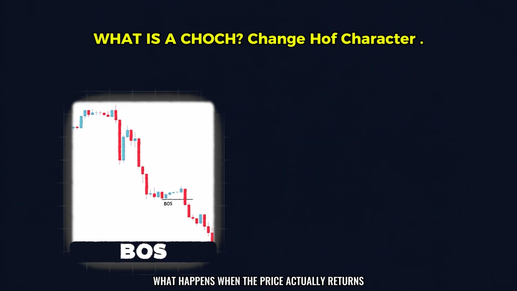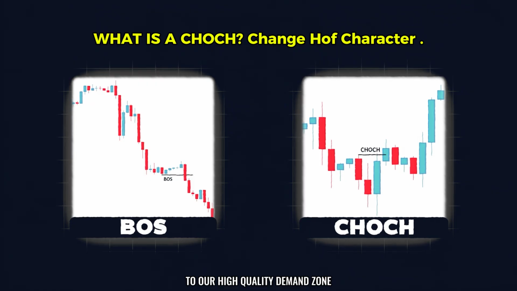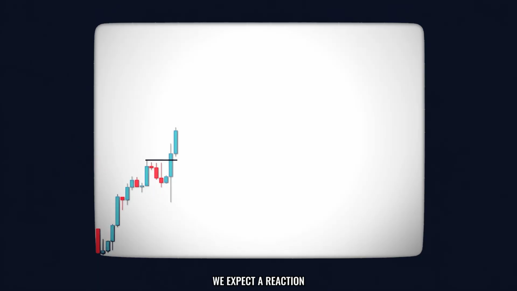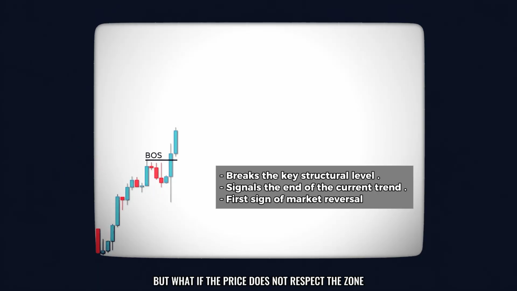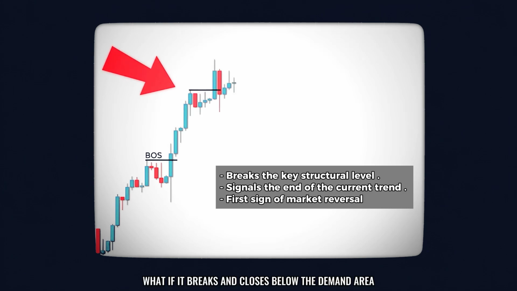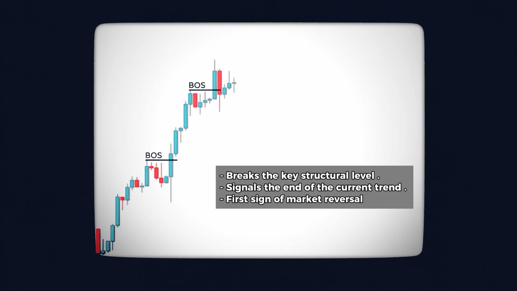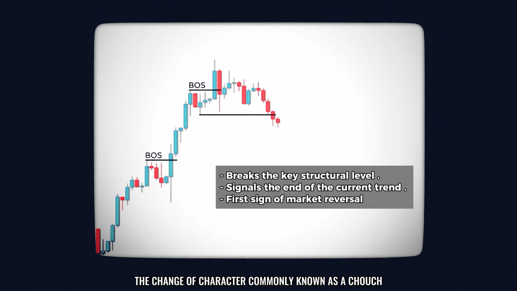What happens when the price actually returns to our high-quality demand zone? We expect a reaction, but what if the price does not respect the zone? What if it breaks and closes below the demand area? This brings us to our next core concept, the change of character, commonly known as a CHoCH.